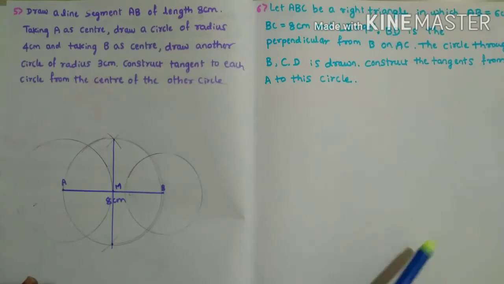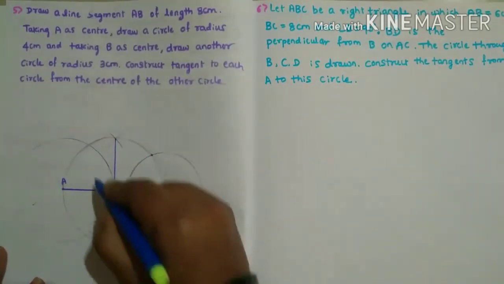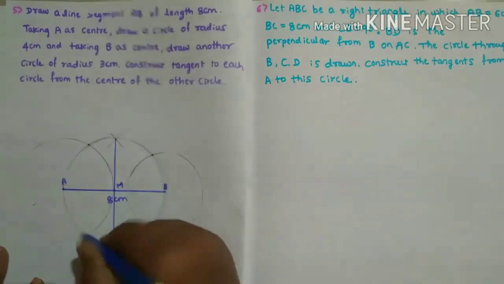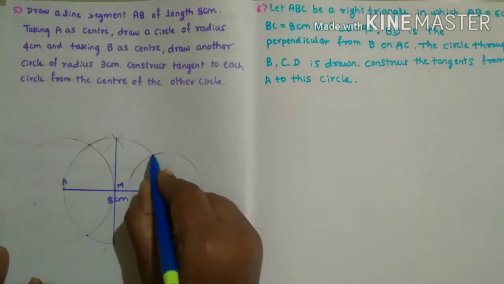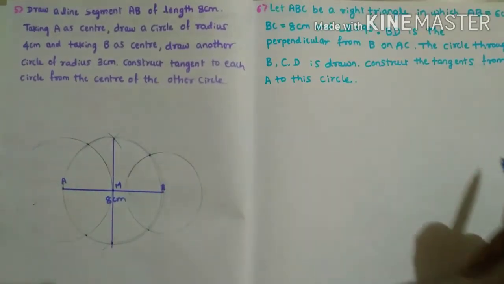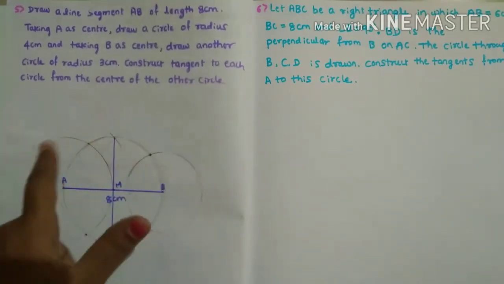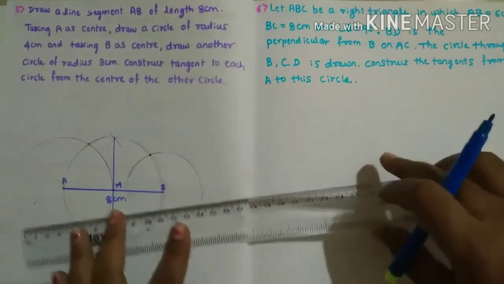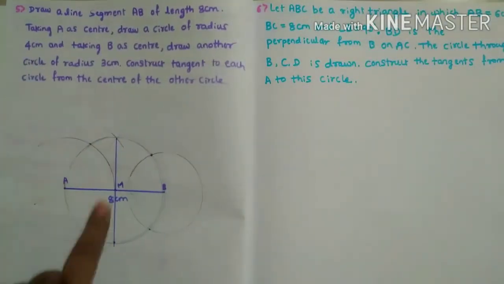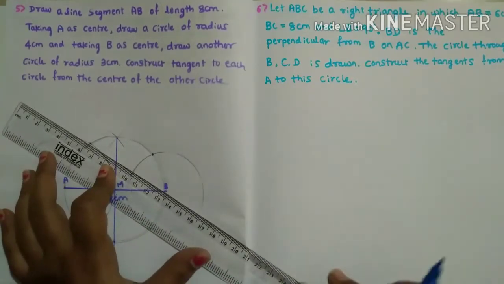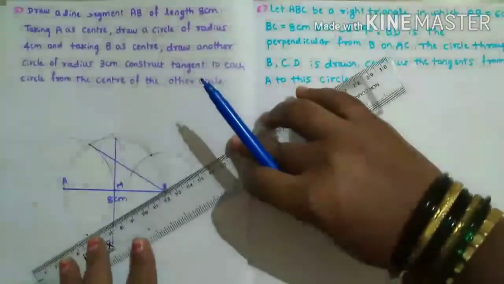Now where the circles intersect, here it is and here it is, where this circle we drew now and the earlier circle are intersecting, you should join the tangent from this point to this circle, from point B to the 4 centimeter radius circle. So I will join now. First I will join to this bigger circle from here to here. We got the tangents.